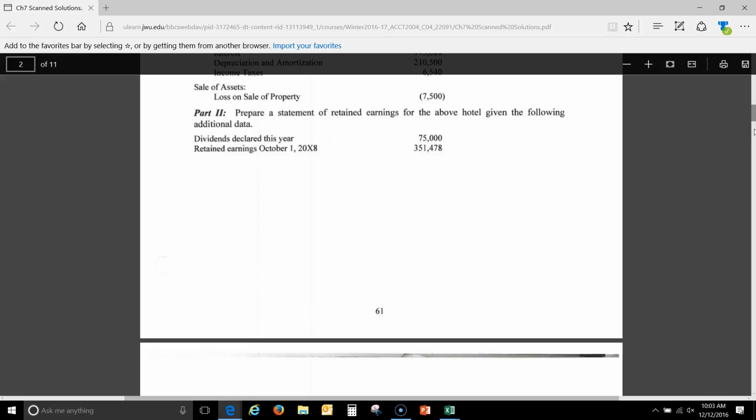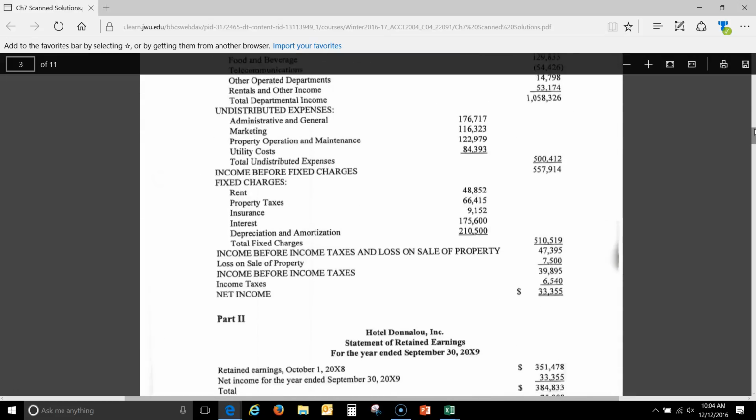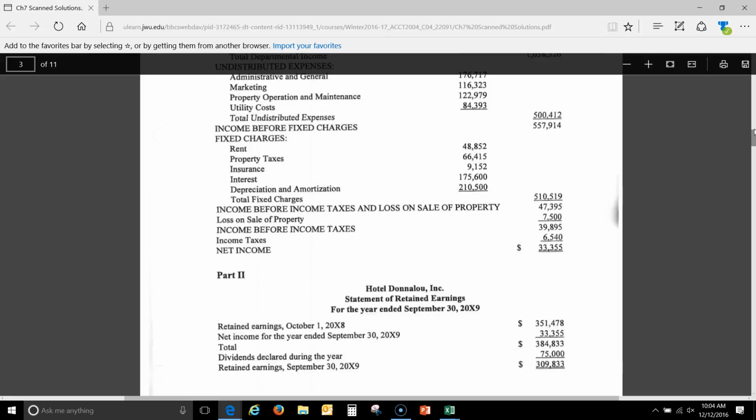I want to say yes, but I feel like that's such a big gap. Okay, it is a fairly large gap, but think. That number right there, that 351,478, that is the retained earnings balance at October 1 of 20X8. We're at September 30th. It's the beginning, right? It's the beginning balance for our retained earnings statement. So we start with the beginning balance of the 351,478. We add in that net income number that we just calculated. Okay. We then subtract out the dividends declared to get our new ending retained earnings balance. Again, on some level, this should be reviewed.